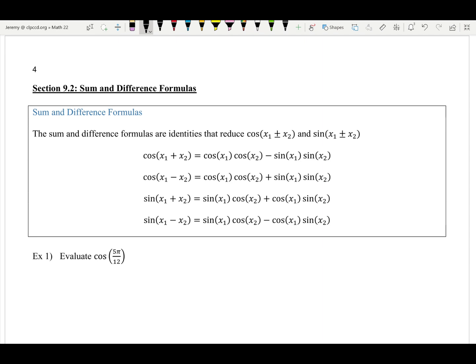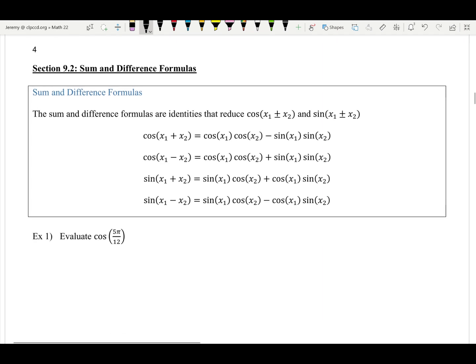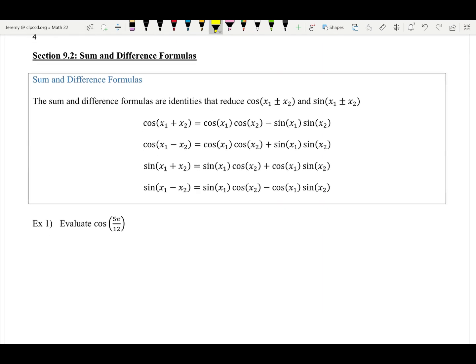The first ones we're going to look at are sum and difference formulas. So let's have a look at these. The purpose of sum and difference formulas is to deal with situations like this, where we might have two things being added or subtracted inside of a trig function. Okay, and this is helpful because, first of all, if we have addition or subtraction inside of a trig function, we're kind of stuck with that.